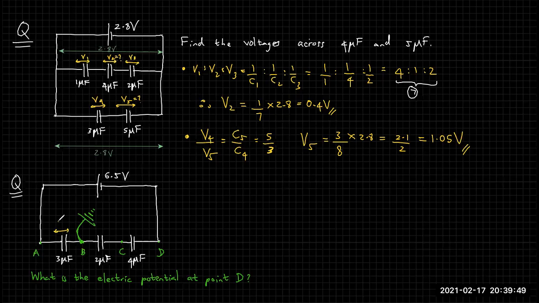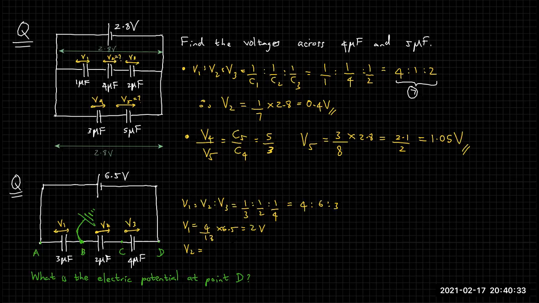Same old. So I will take 1 minute and quickly find V1, V2, and V3, without writing too much. V1 to V2 to V3 is going to be 1 over 3 to 1 over 2 to 1 over 4. What is the LCM of 3, 2 and 4? 12. Multiply them by 12: 4, 6, 3. So in total we have 13 portions. Therefore V1 is equal to 4 out of 13 multiplied by 6.5, which is 2 volt.